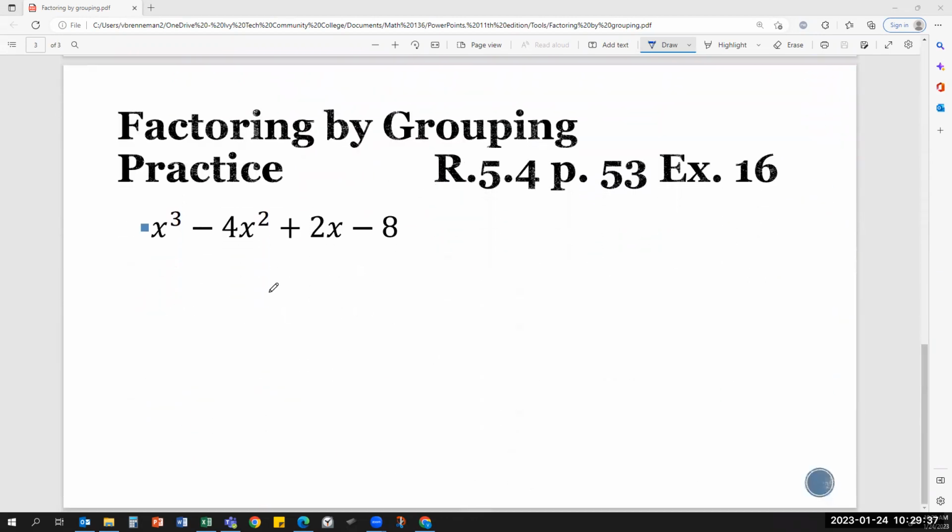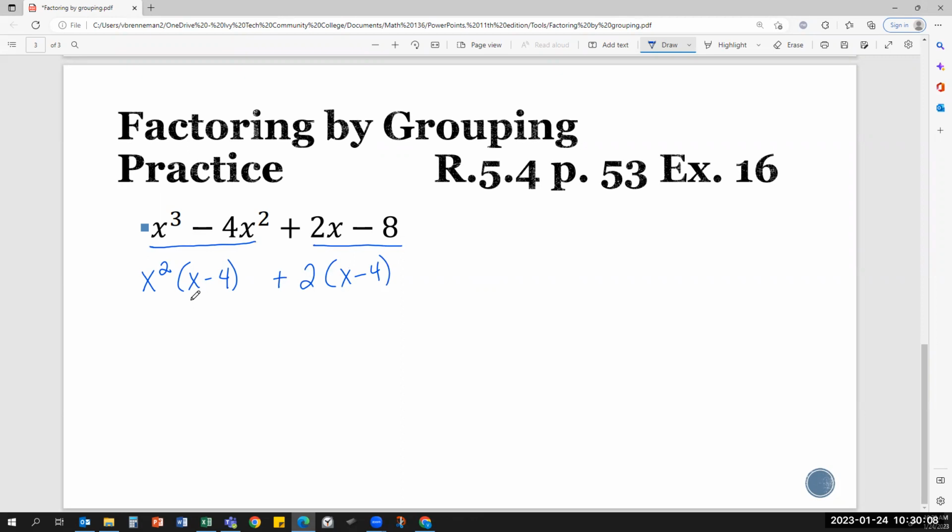So an example here, x cubed minus 4x squared plus 2x minus 8. So we're grouping the first 2 terms and the last 2 terms. From the first 2 terms, I can factor out x squared. And what's left is x minus 4. From the last 2 terms, I can factor out 2. And what's left is x minus 4. And that's a positive 2, so I'm going to keep a plus there.